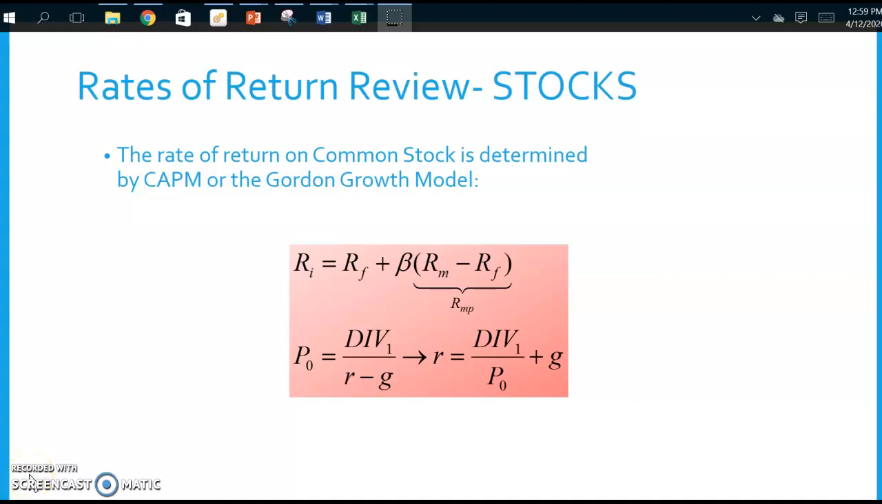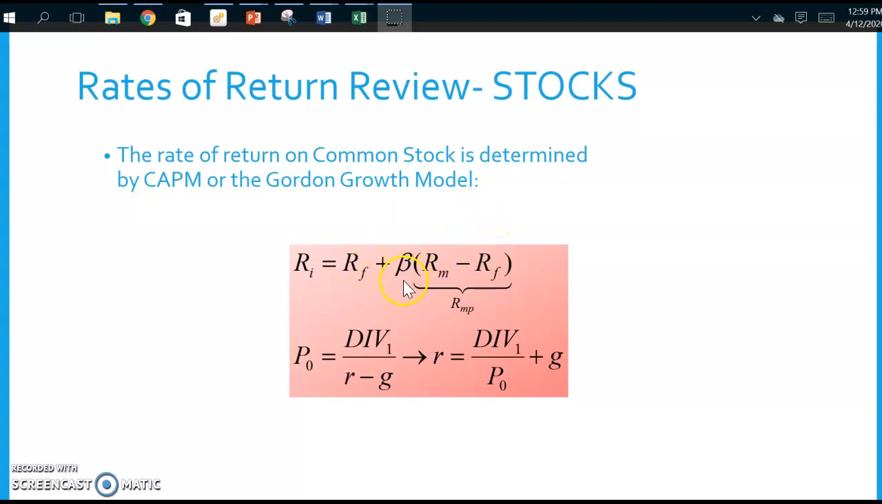The next thing we need to review is how to calculate the costs associated with stock, common stock and preferred stock. So remember, we have two different valuation methodologies for finding the required rate of return on stock. If we are talking about the required rate of return on a stock added to a well-diversified portfolio where we are only susceptible to market risk, then we would use the CAPM model, where we start with the risk-free rate of return plus the beta times the market risk premium, which is the rate of return on the market minus the risk-free rate of return.